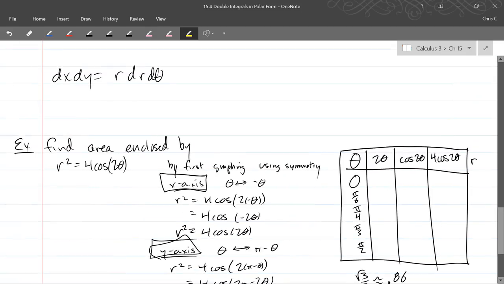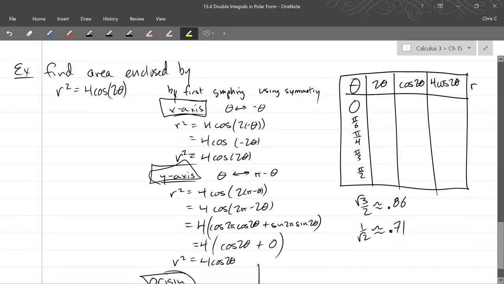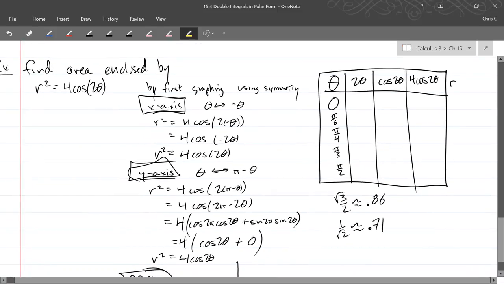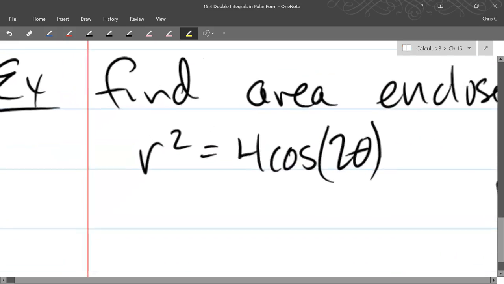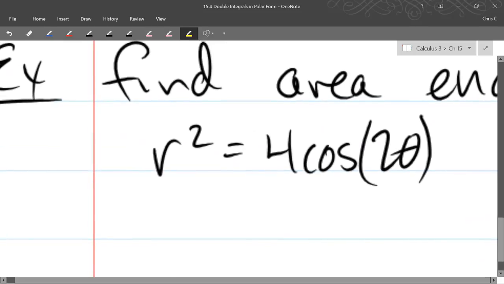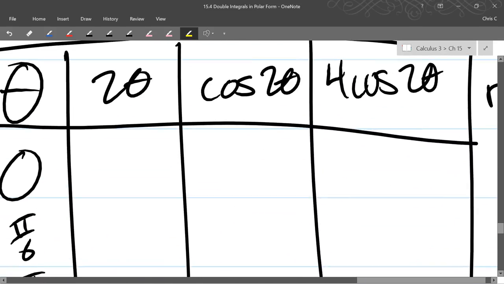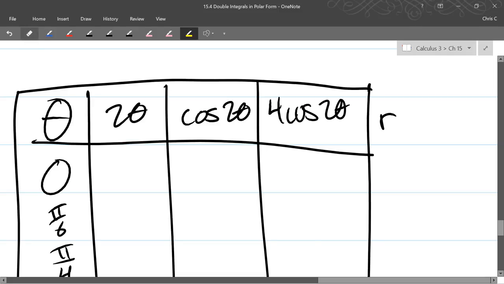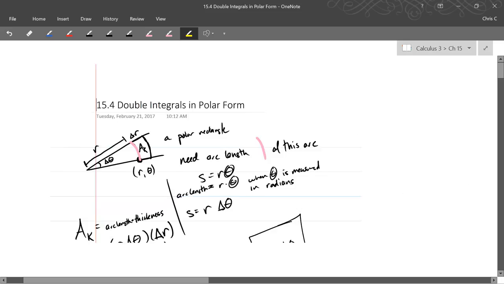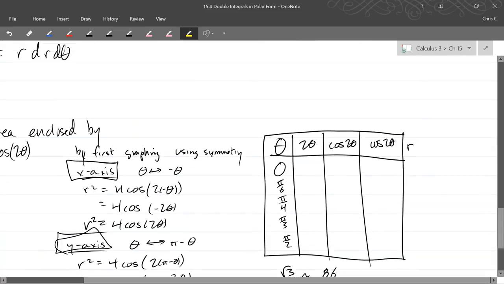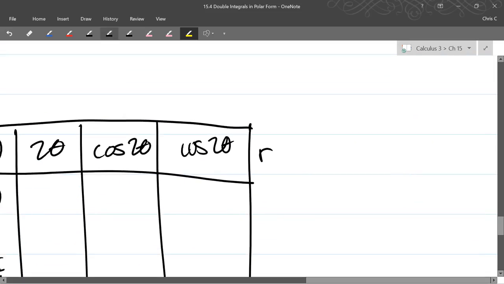if you solve for r, which this was not actually solved for r, how do you actually solve for r here? Square root. So it may be a little bit better to do 2 cos 2 theta. We'll leave it with 4 cos 2 theta, and r is plus minus square root of 4 cos 2 theta.